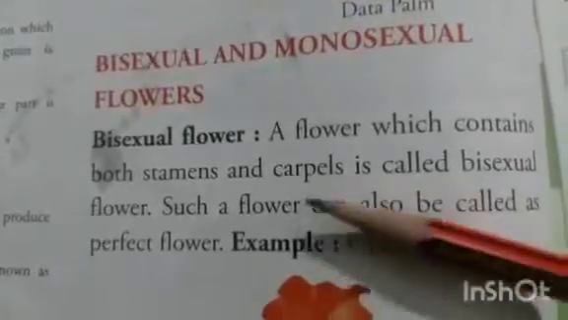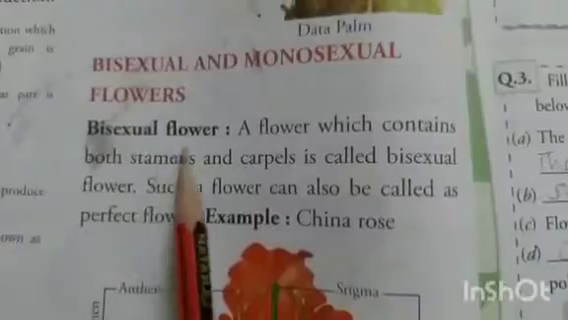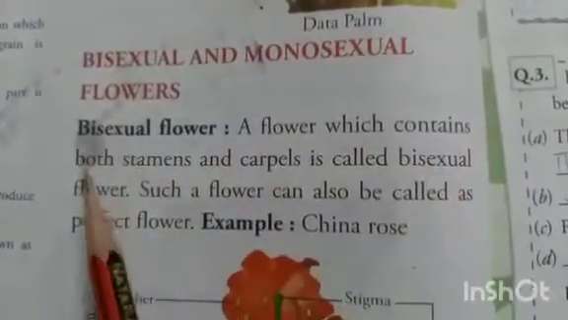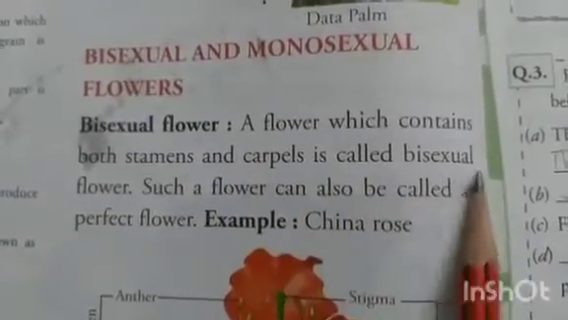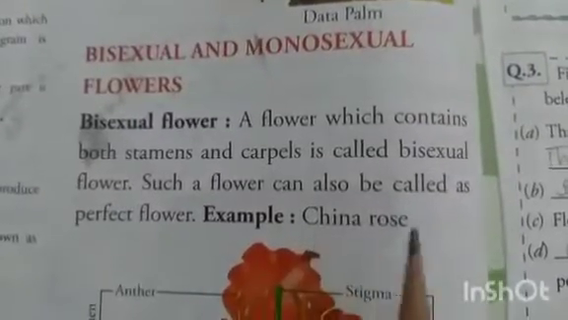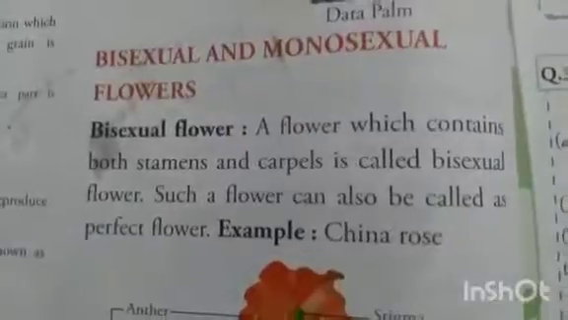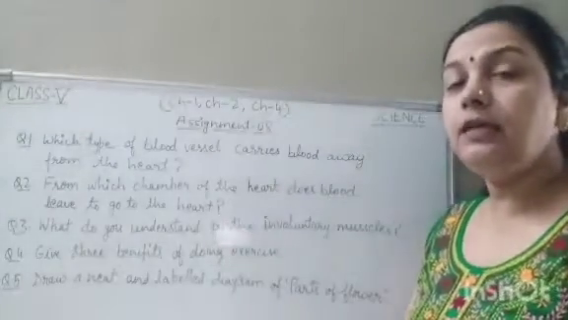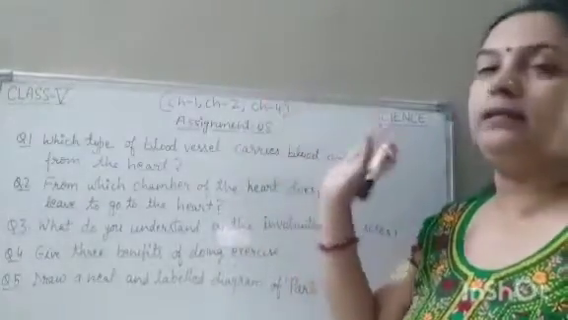So children, on page number 46 in your book it is given bisexual flower. A flower which contains both stamens and carpels is called bisexual flower. Example, China rose. Okay, so this much you will write in your answer. Now next home assignment is assignment 8, which was based on the revision of chapter 1, chapter 2 and chapter 4.